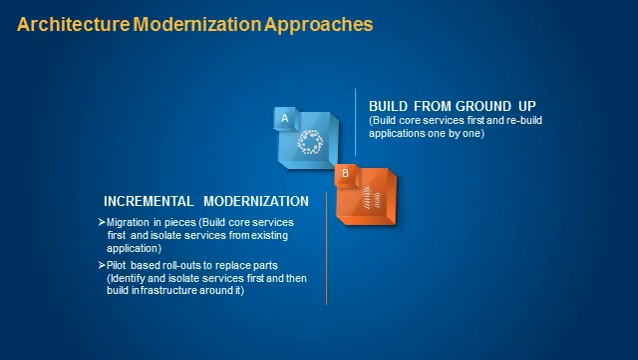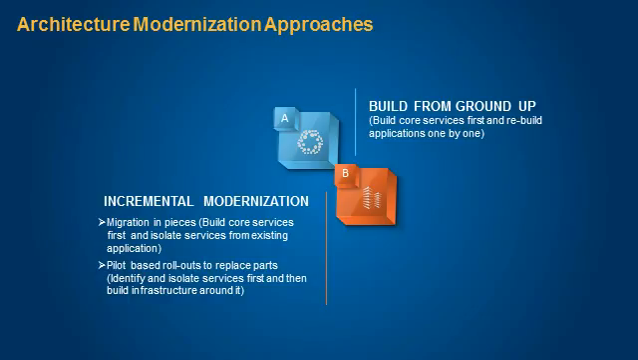So typically, with architecture modernization approaches, in most cases, people have applications that are ready and running and live, in which cases it is not always possible for people to build from the ground up. So if a new product is being built, it can be built from the ground up. We can build the core services first and then build each of the services separately. But that is not always possible for businesses that are already live and running. So that is where incremental modernization comes into the picture.